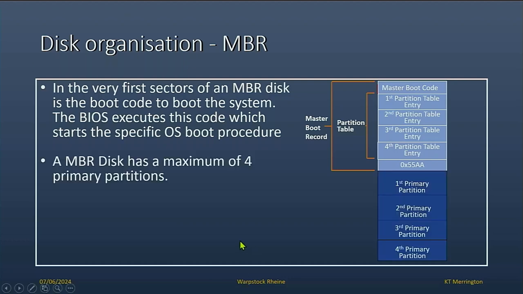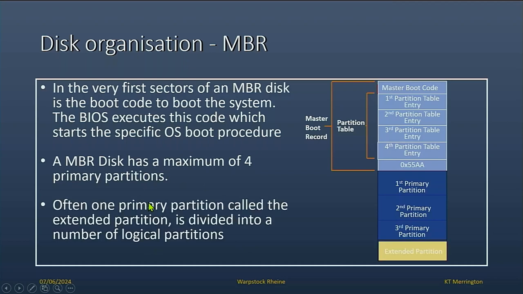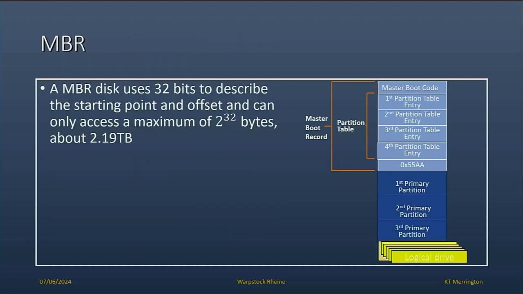The MBR disk has basically four primary partitions, of which one we can make an extended partition, and we can use that extended partition to make a lot of logical disks. Nothing new. An MBR disk uses 32 bits to describe the starting point and offset, which means you can only access a maximum of 2 to the 32 bytes times the sector size, which is about 2 terabytes.